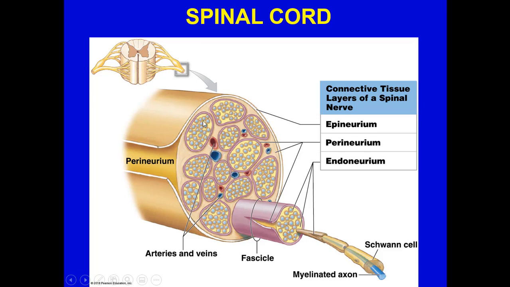Now, as I said, fascicles of nerve fibers have this collection here of perineurium, and then we get to the individual nerve fibers. Now, this one is myelinated. Here's the axon. Here is the Schwann cell that provides the myelination, and then outside of it is endoneurium. So these are the connective tissue layers of a spinal nerve.